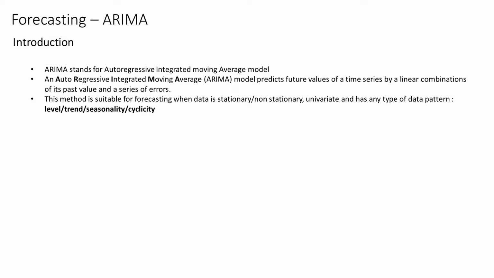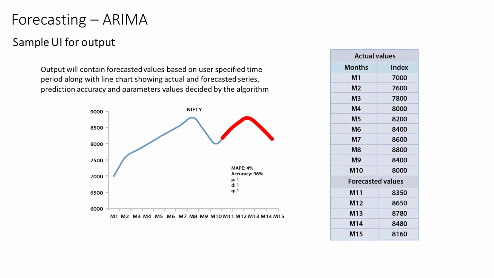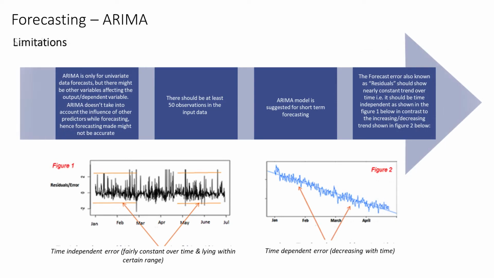ARIMA, or Autoregressive Integrated Moving Average, predicts future values of a time series using a linear combination of its past values and a series of errors. In this example, we see an analysis by month for the sales volume of a company with the actual versus forecast amounts. The ARIMA model is suggested for short-term forecasting.